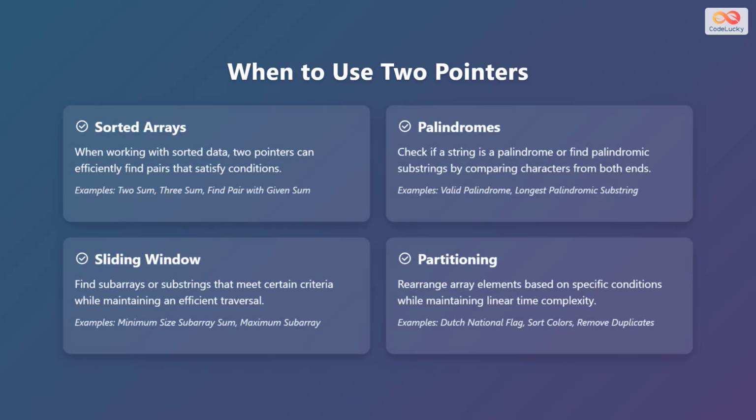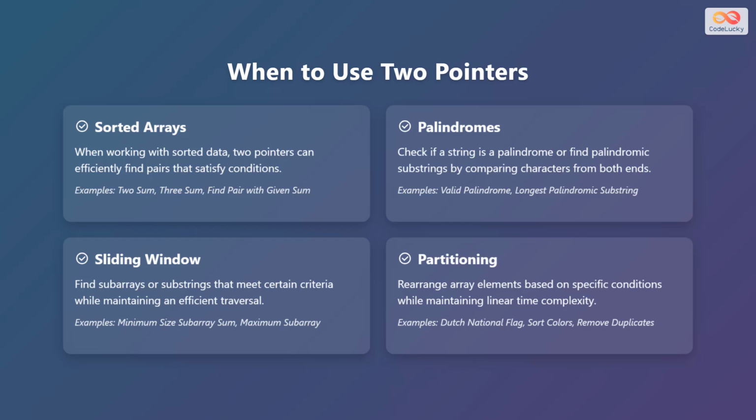Now the question arises, when should you employ the two-pointers technique? It's particularly useful in several scenarios. First, when working with sorted arrays, the two-pointers technique can efficiently find pairs or combinations of elements that satisfy certain conditions, such as finding two numbers that add up to a target value. Common examples include problems like 2-sum, 3-sum, or finding a pair with a given sum.